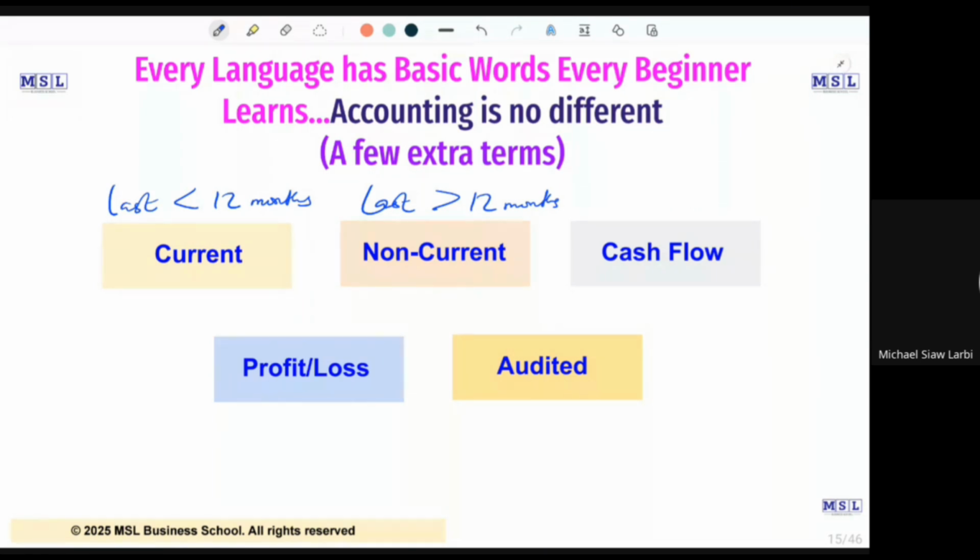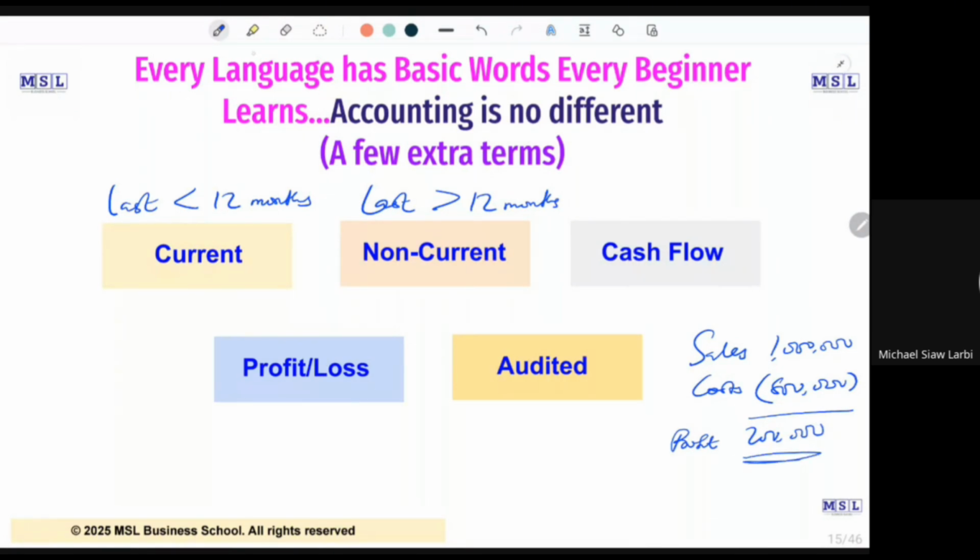Then we have cash flow. Why am I mentioning cash flow? It's important because cash and profit are not the same. Cash and profit are not the same. So somebody might be running a business. They have sales of, let's say, 1,000,000 cedis. Then their total costs will be 800,000. Their profit will be 200,000.